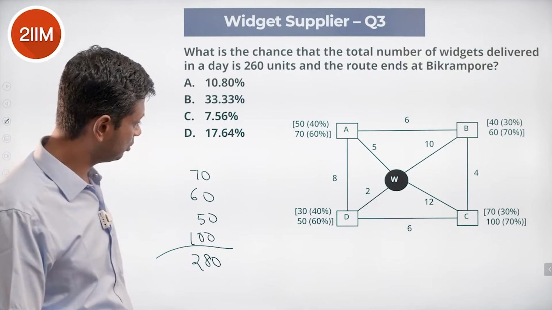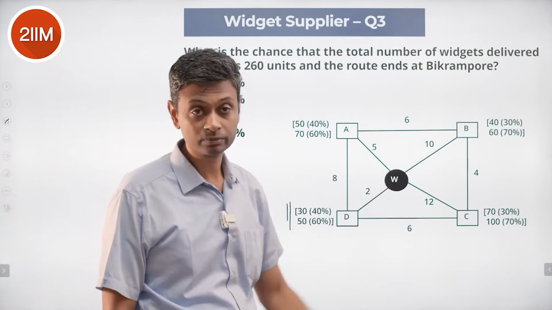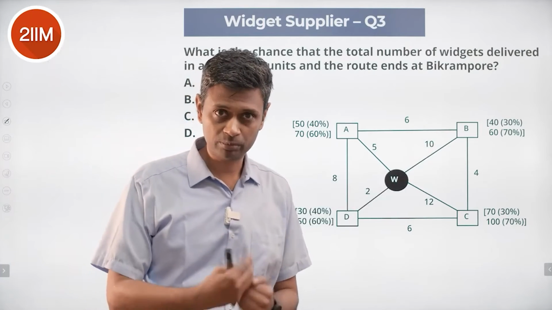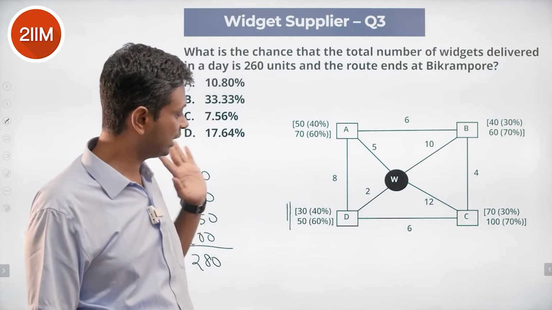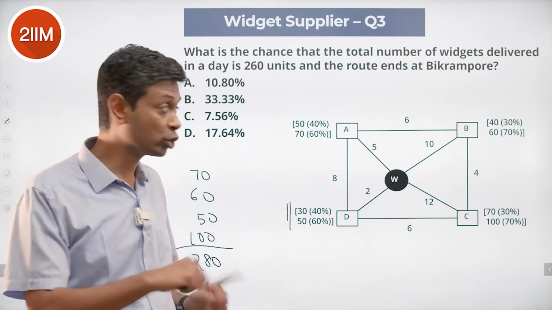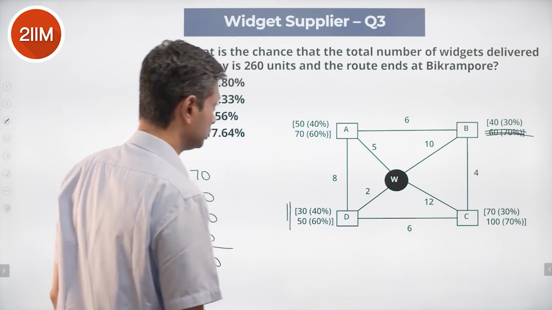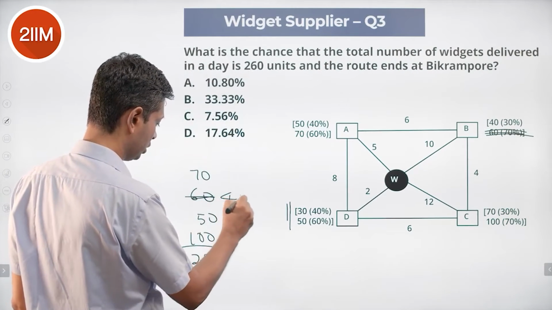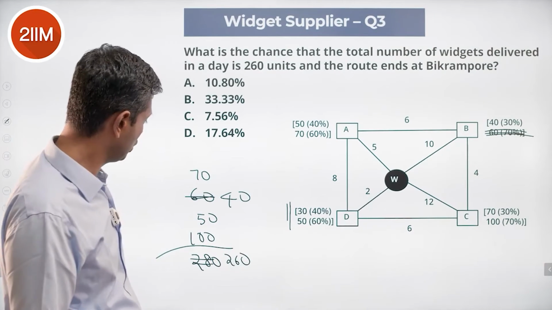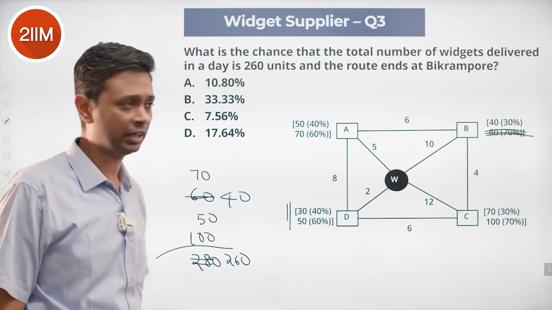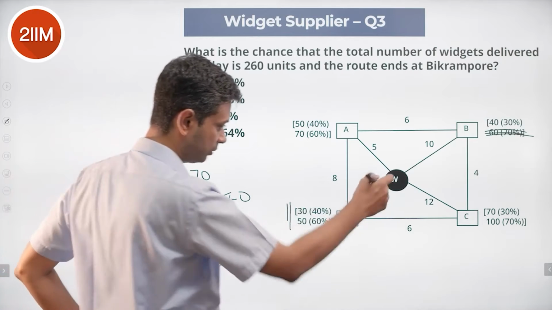So Bikrampur, both of these are less than 60. So if I'm ending at Bikrampur, if Bikrampur were at 60, then I'm in trouble. I won't end at Bikrampur, I'll end at D. That means Bikrampur should have been 40. Done. So I'm looking at this 60 number becoming 40 for my total to become 260. And so I'm doing 70, 40, 50, 100. And so this should be 100, 70% chance of that happening.